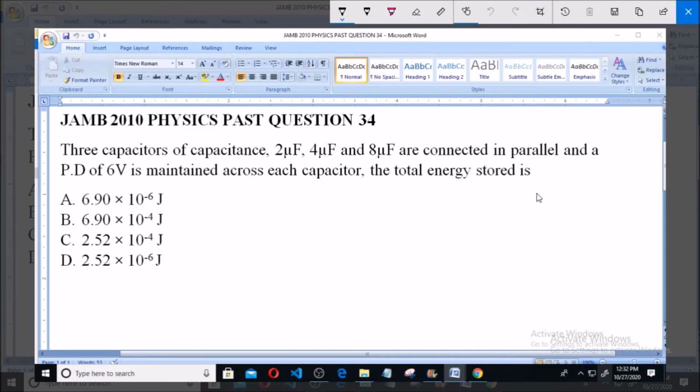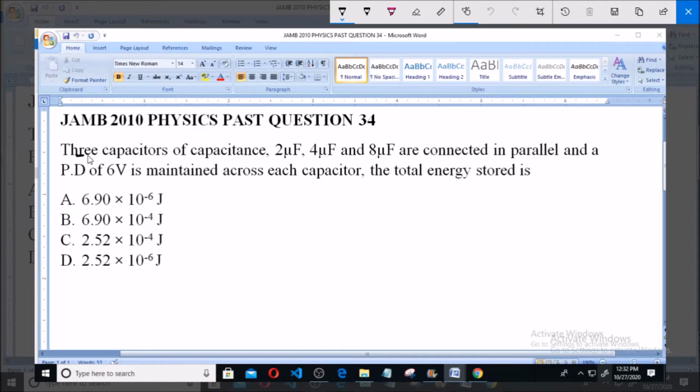Three capacitors of capacitance 2 microfarads, 4 microfarads, and 8 microfarads are connected in parallel, and a potential difference of 6 volts is maintained across each capacitor. The total energy stored is: A. 6.90 times 10 raised to the power minus 6 joules, B. 6.90 times 10 raised to the power minus 4 joules, C. 2.52 times 10 raised to the power minus 4 joules, D. 2.52 times 10 raised to the power of minus 6 joules.